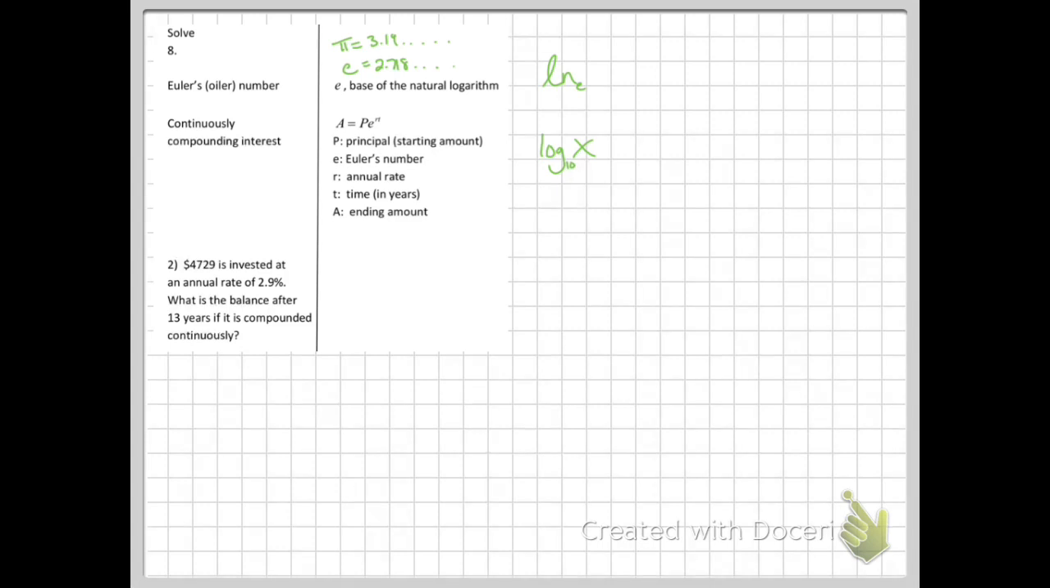So if we look at number 2, we have $4,729 invested at an annual rate. So P was that amount times e. The annual rate is 2.9%. Make sure you move the decimal twice. So that's 0.029 times t, after 13 years is the question. If you type that into a calculator, you will get $6,894.43 because in money, they always round up. And that would be the answer to number 8.